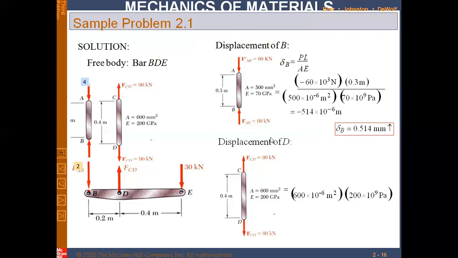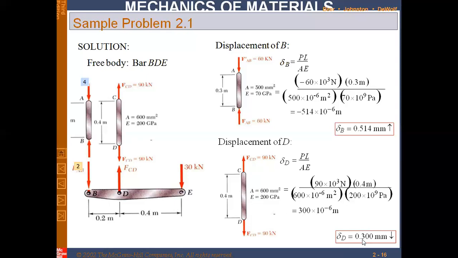Displacement of point D. Same mathematical model, delta D is equal to PL by AE. All values are given, or we have already calculated the load in this link. After putting that, delta D is equal to 300 into 10 raised to power minus 6 meter. So we calculated the displacement of point B and displacement of point D. Next, we have to calculate the displacement of point E.